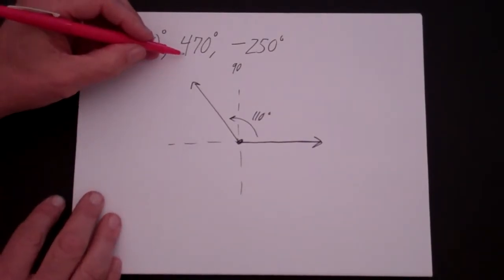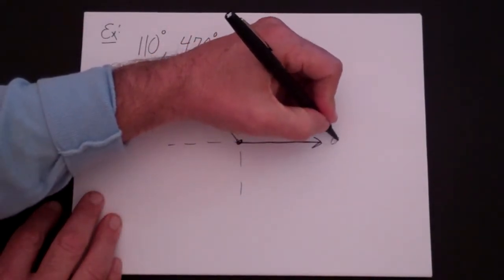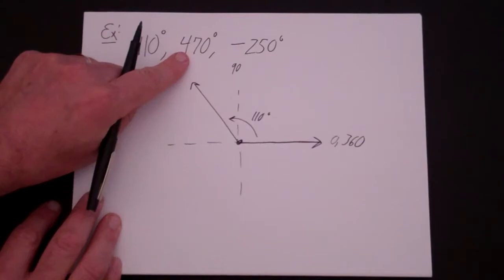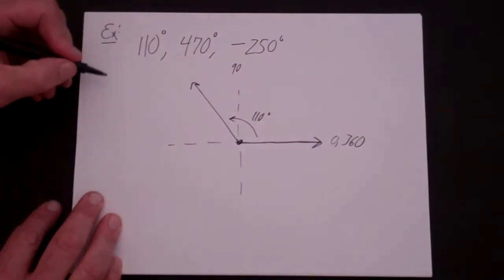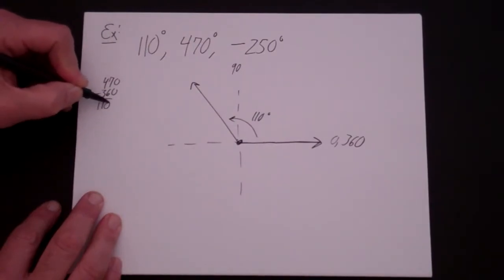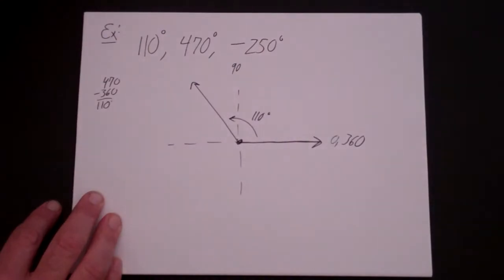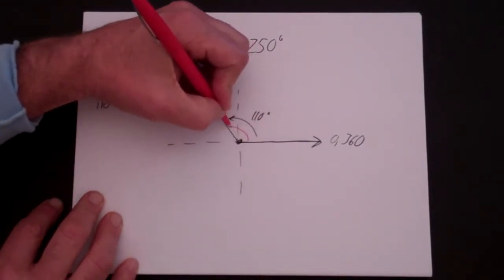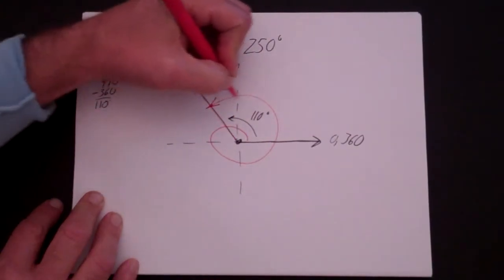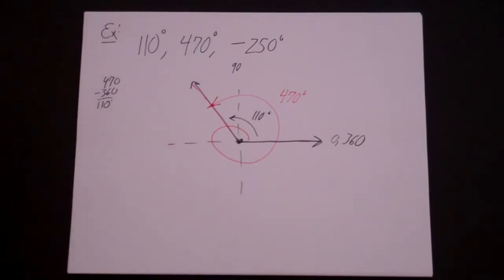Now let's think about 470. 470 is all the way around, so that's 360. And then let's think about how much further we have to go once we get to 360. So that's 470 minus 360 is 110. So what you do is you travel all the way around and then you have 110 to go. And if you notice, if you start here and travel all the way around, then you end exactly the same place. So 470 and 110 are coterminal.